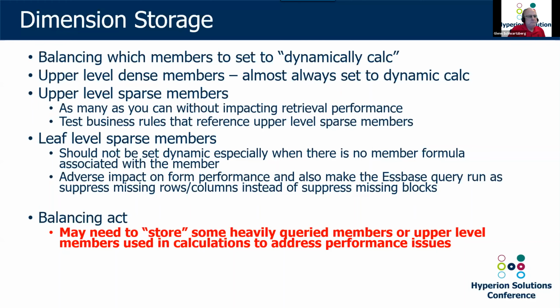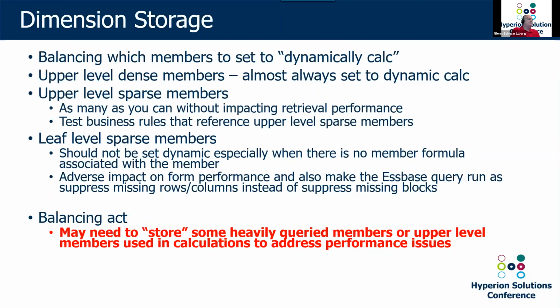One of the things that we have found is that it's not necessarily best practice to make all of my sparse dimensions' upper members dynamically calculated. In some situations, we get much better performance if we store at least part of a dimension, or one of our heavily queried dimensions, if we just leave it as stored.